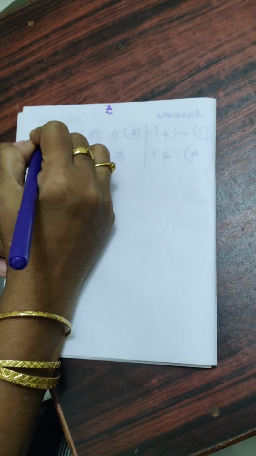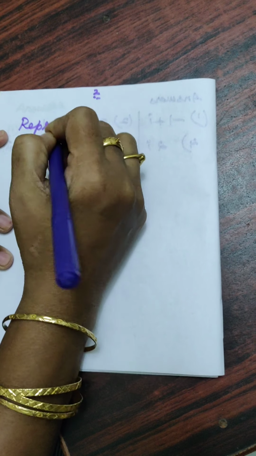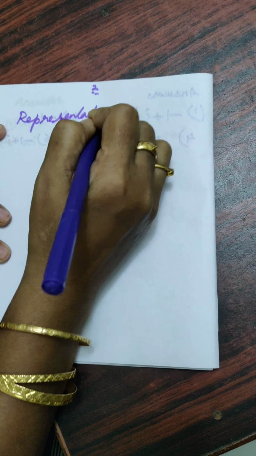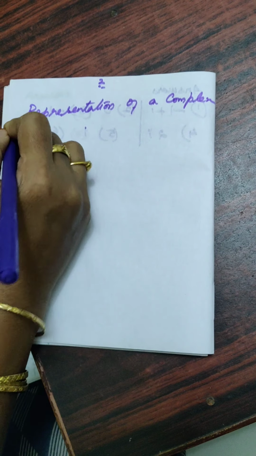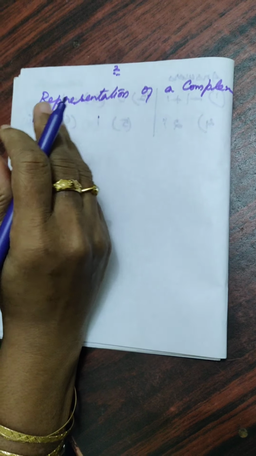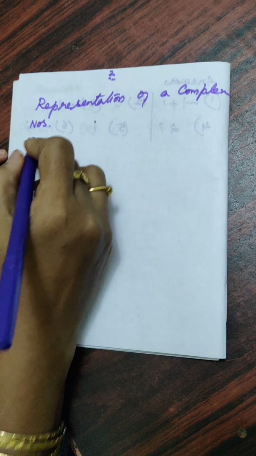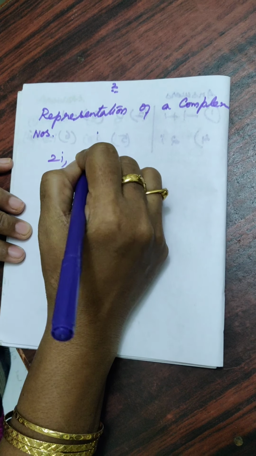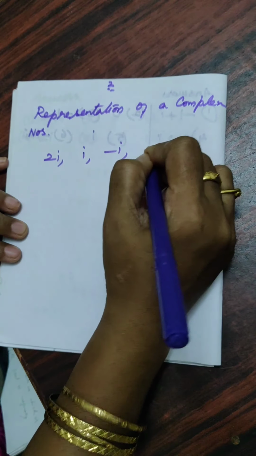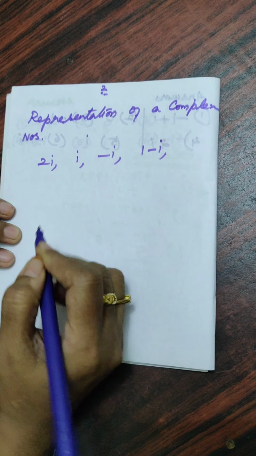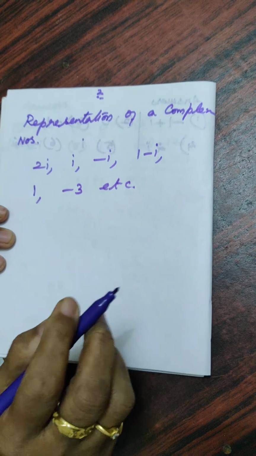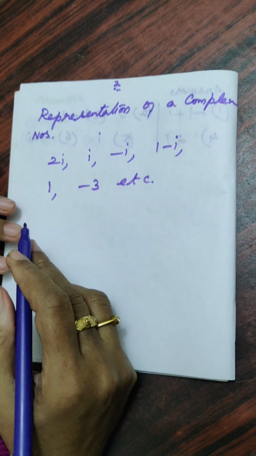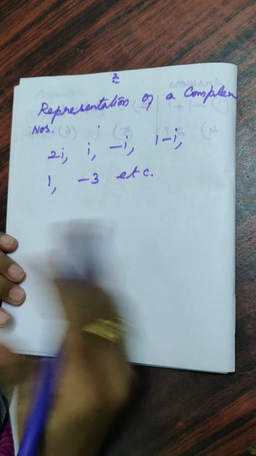Now we are going to see about the representation of complex numbers. In the last two videos we have seen complex numbers such as 2i, i, minus i, 1 minus i, 1 and minus 3, etc. I already told you that the real number system plus the imaginary number gives the complex numbers.